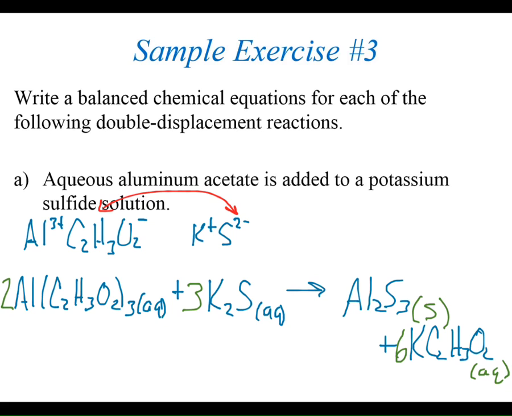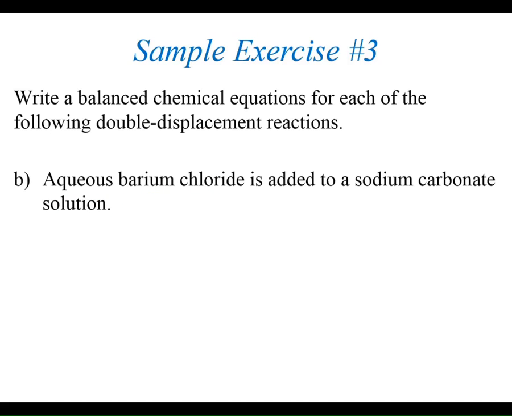Okay, let's try another one here. Aqueous barium chloride is added to a sodium carbonate solution. Aqueous barium chloride. So, what's barium chloride's formula? BaCl2. Barium's 2 plus. Chloride's 1 minus, so I need 2 chlorides. And it says it's aqueous. It already tells you that, so I'm going to put AQ. But if not, you would know that because all chlorides are soluble, except silver, lead, and mercury. That's not silver, lead, or mercury.